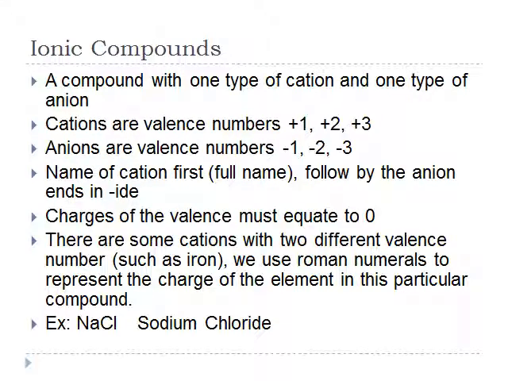So the first one I'm going to talk about is the ionic compounds. Ionic compounds are generally defined as a compound with one type of cation and one type of anion. So what are cations and what are anions? Well, cations are elements with valence numbers +1, +2, or +3. Anions, on the other hand, are elements that have the valence numbers -1, -2, and -3.